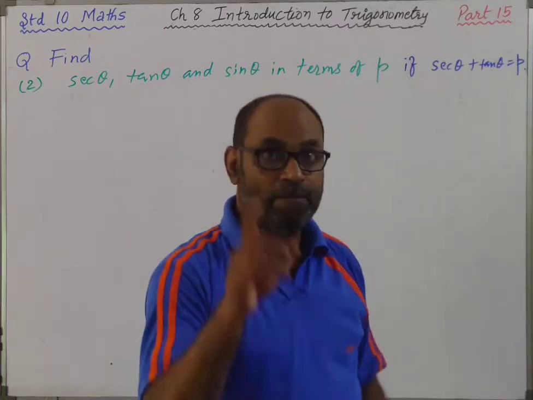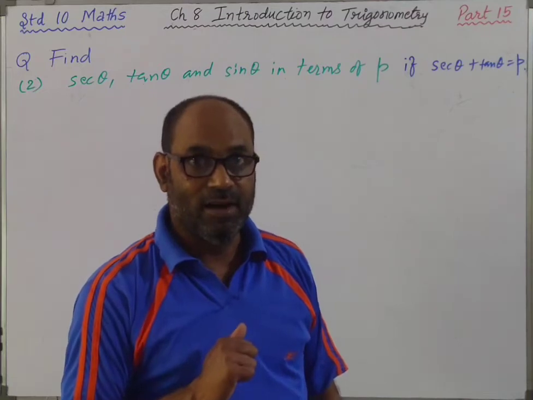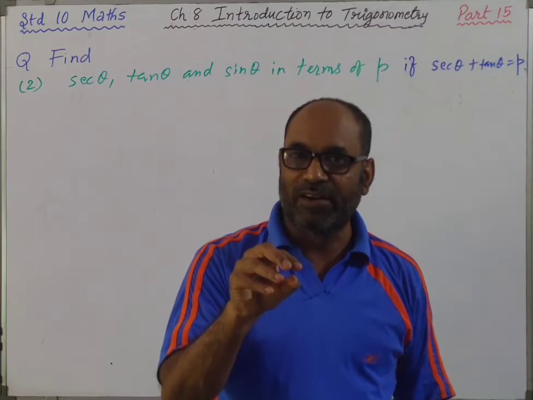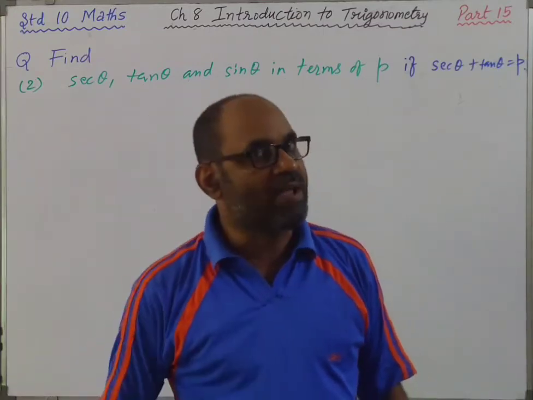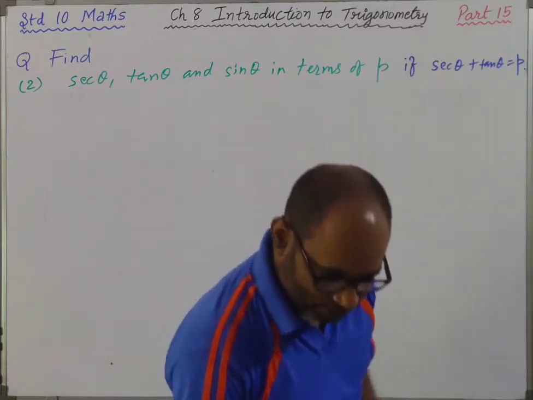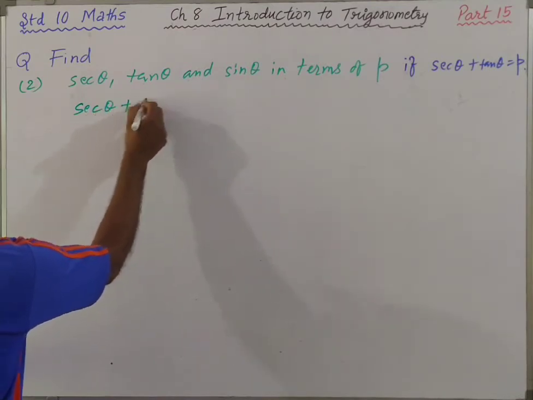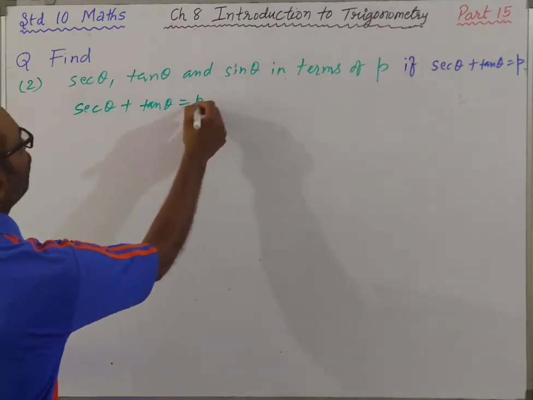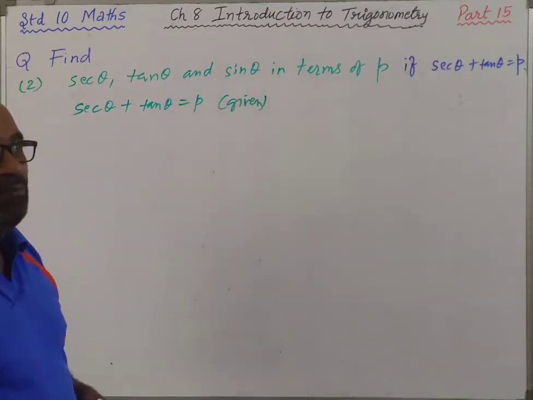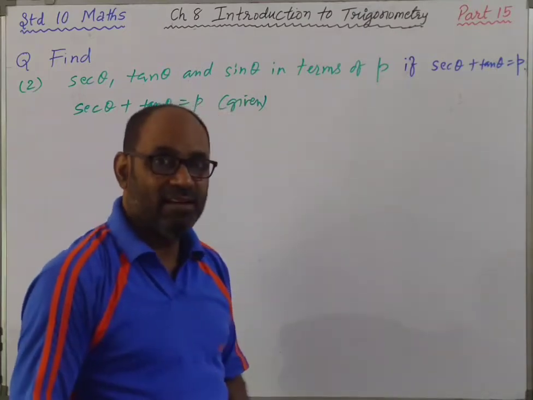With the help of this, you will have to find the value of any one trigonometric ratio. Alright, you know that out of 6, if you know the value of any one trigonometric ratio, you can find all the remaining 5. But here the value of a trigonometric ratio is not given. What is given? Sec theta plus tan theta is equal to p. This is given. Now from this, how do we find the value of any one of the 6 trigonometric ratios?